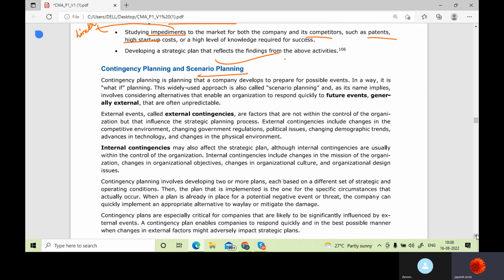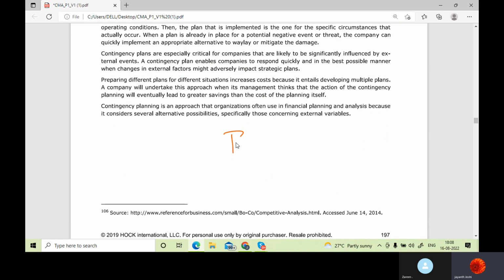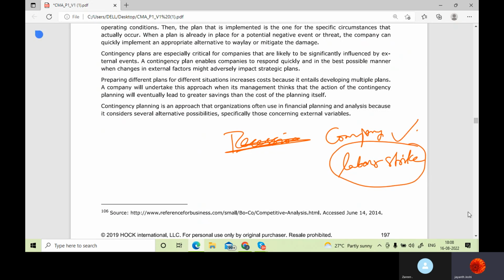See, you can put yourself in various scenarios, and you can see how your company is performing. Let's say if there is a recession, or let's say there's a company and there is a labor strike. So how can the company cope during this time? Because labor strike, in the sense labor are not coming to the company for work, and there's a halt in the production. So at that point of time, how will you survive? What plan B do you have? So you put yourself in such scenarios and see how you can overcome.